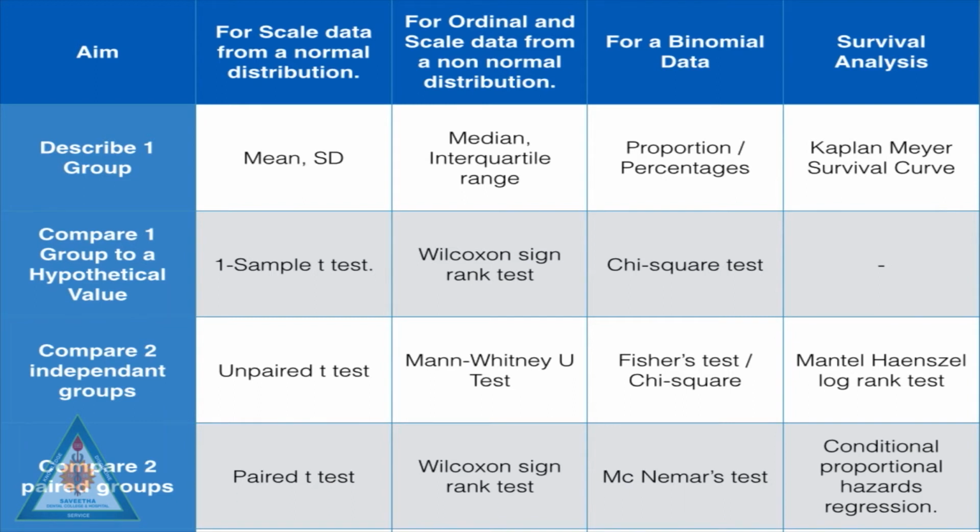To compare two paired groups, that is two groups within the same person, where everything else is matched, that would be a paired t-test for scale data, Wilcoxon signed rank test for ordinal data, McNemar's test for binomial data, and conditional proportional hazards regression for survival analysis.